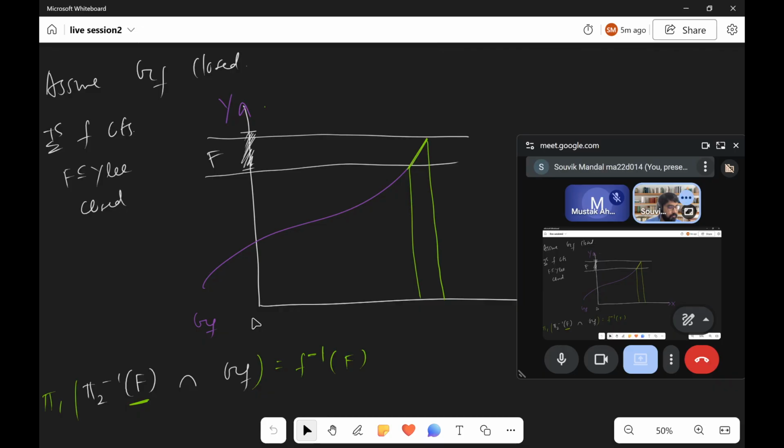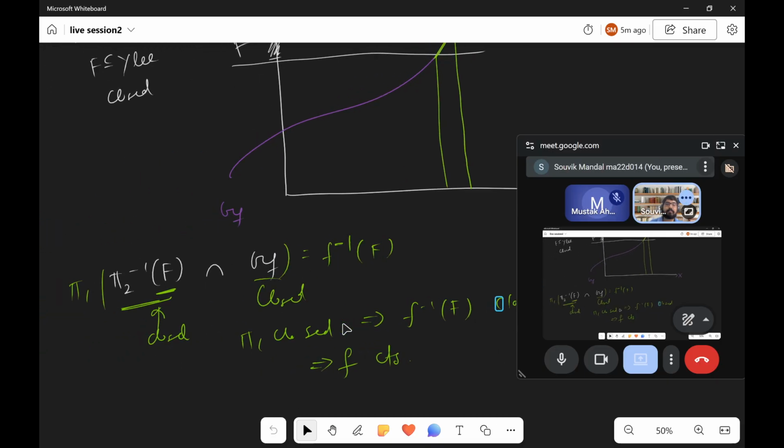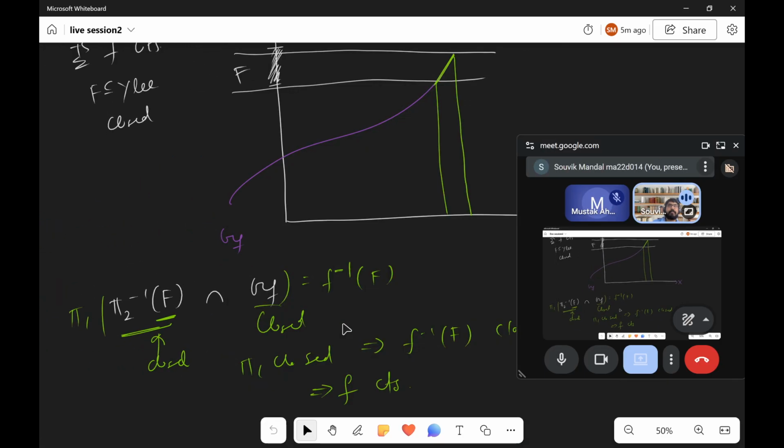Right, so that implies what? If F is closed, pi 2 is continuous, so this is closed. The graph is closed by definition, so the intersection is closed, and pi 1 is a closed map, so this implies f inverse of F is also closed. So this implies what? f is continuous. Okay, so this is the argument. I hope this argument is clear to everybody.